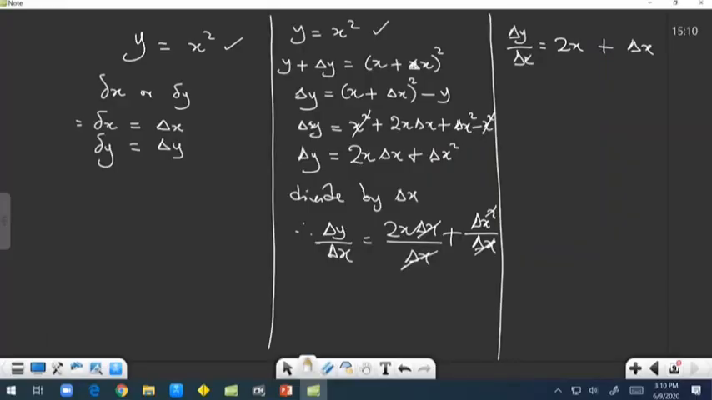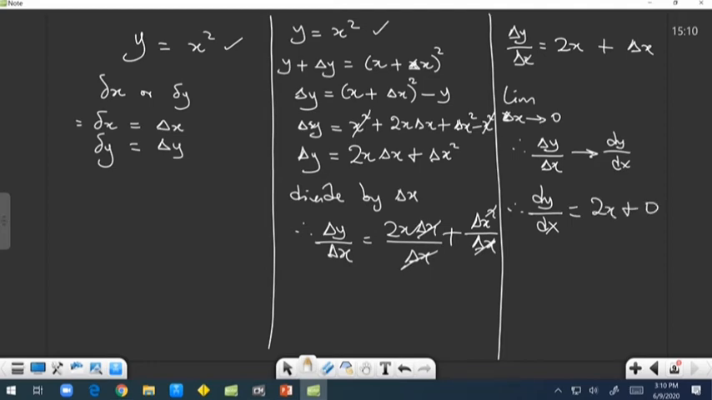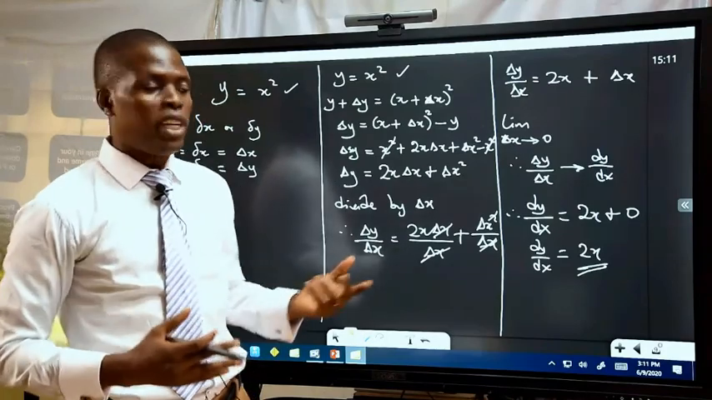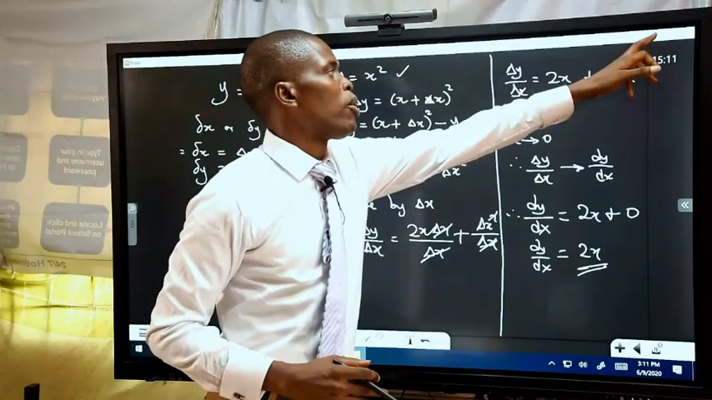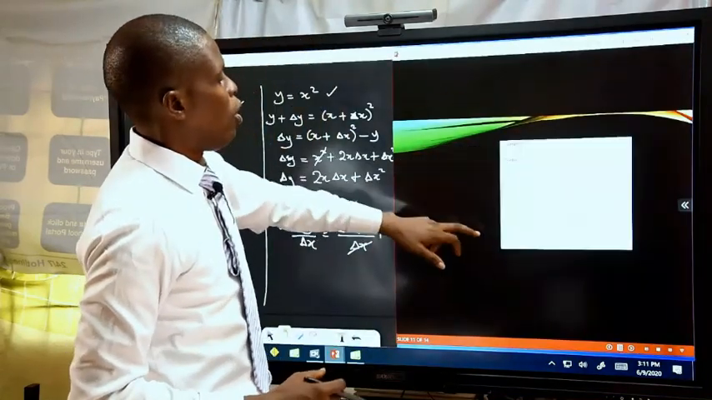And if you find the limit of this as delta x approaches 0, delta y divided by delta x will approach dy over dx. So dy over dx is equal to 2x plus 0. That means dy dx is equal to 2x using the first principle. So with this, we know that we can use first principle to solve this kind of problem. I believe that we can solve other problems using first principle of differentiation.